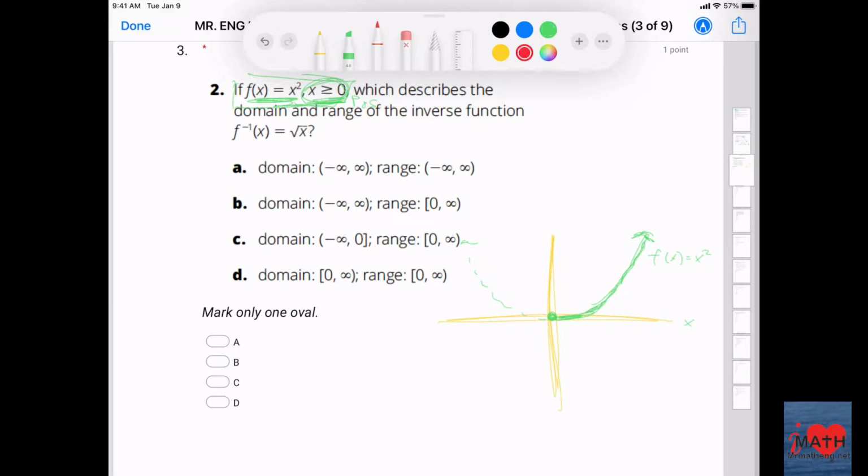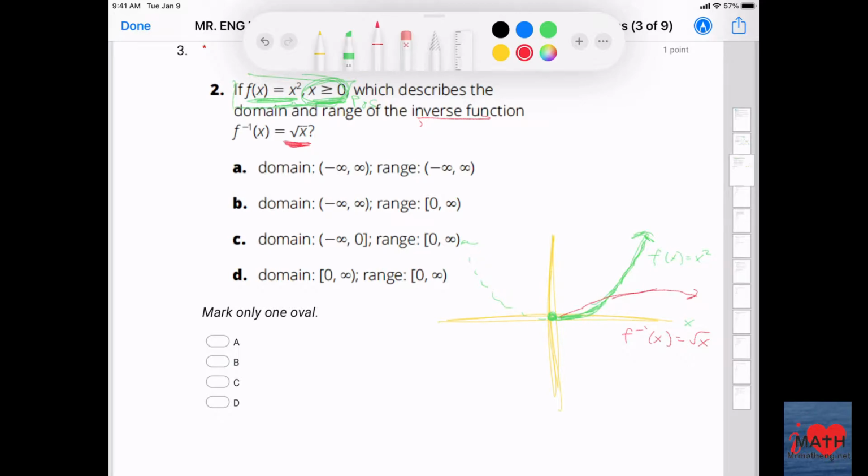Now we have to do the inverse of this, which is, they're telling us, it looks like this. If f of x is this, then which describes the domain and range. So this is the new graph. There in red, that is the inverse. That notation up there, the -1, is the inverse of x squared, which is square root of x. Basically all they want to know is what's the red domain there.